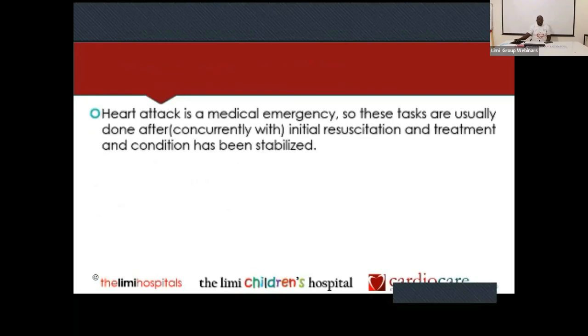But I should quickly state that while you are looking for history, you want to do all the tests, we should know that myocardial infarction is a medical emergency. And many of those things stated earlier will be happening concurrently. You will not say, I must finish taking history before I go for ECG. Everything comes in together at the same time.